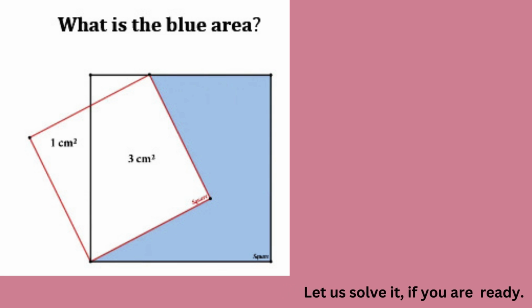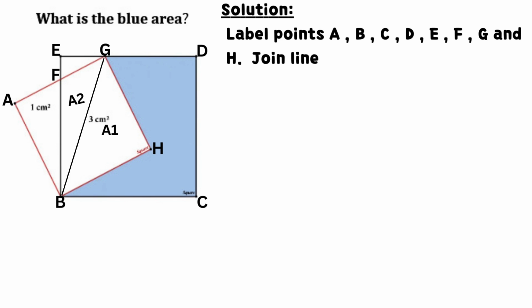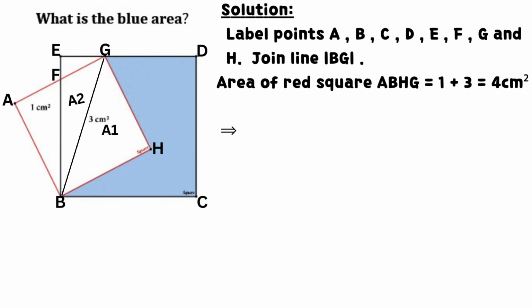What is the blue area? Label points A, B, C, D, E, F, G, and H.